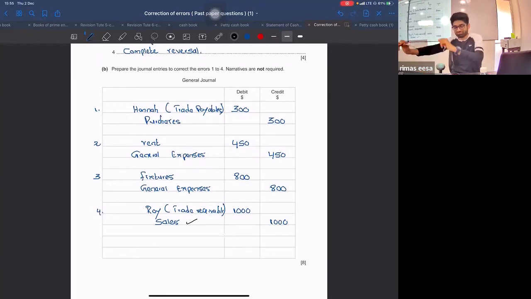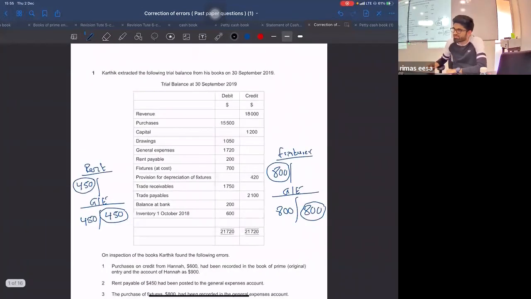Okay, sales, right? What are you doing to the sales account here? Debiting or crediting? Look at the journal. Crediting. I have a question for you now. Revenue is given 18,000 on the credit side. Now imagine there is 18,000 on the credit side. You go and put another 1,000 on the credit side. Will the value increase or will it reduce? It will increase. Am I right? Because you are going and putting it on the same side.